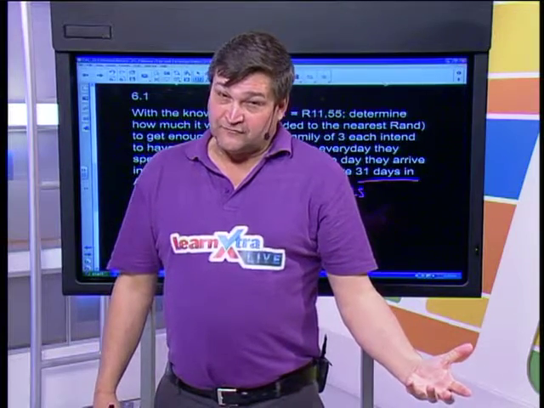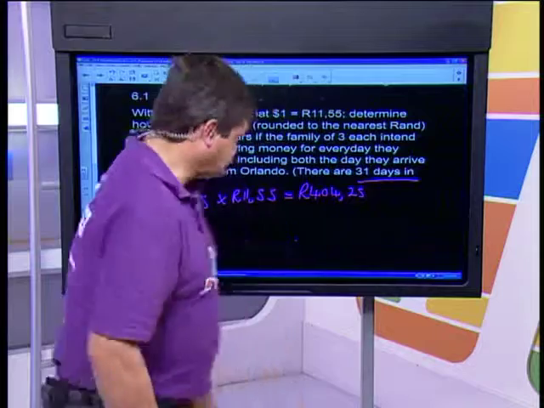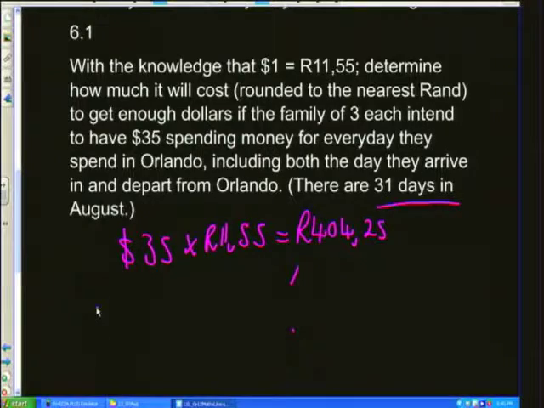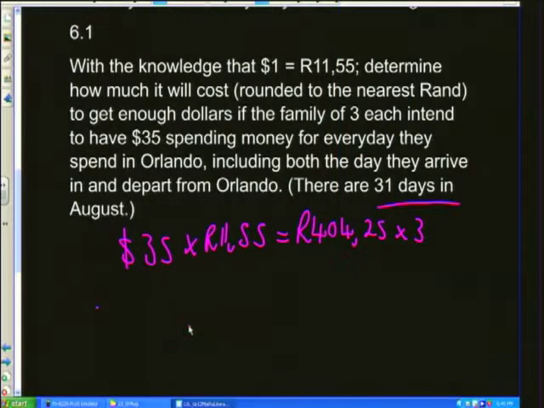Now, guys, there are 3 people going. So it's not 404 Rand 25 for that family. It's 404 Rand 25 for the one member of that family. If they're 3, we've got to multiply that by 3. So let's do that. We've got the 404.25. We're going to multiply it by 3. So what are we going to land up with? We take out our calculator and say we've got 404.25, multiply that by 3, and we get an answer now of 1,212 Rand 75.